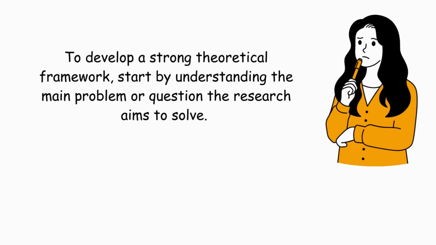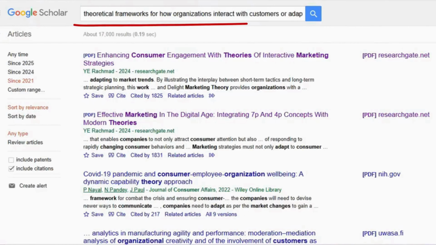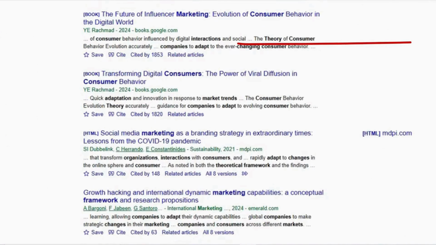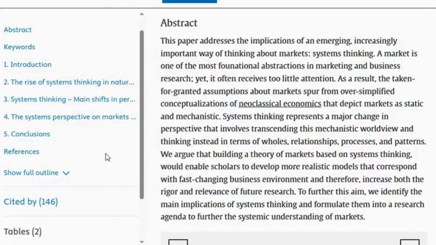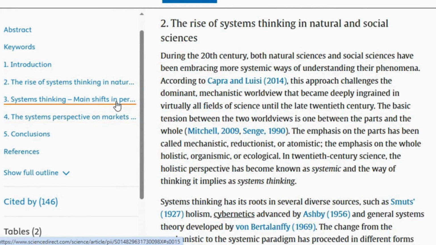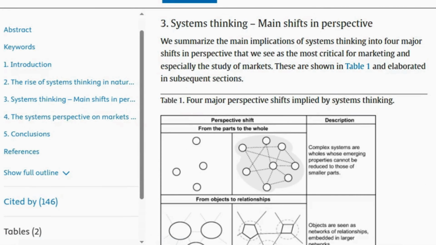To develop a strong theoretical framework, start by understanding the main problem or question the research aims to solve. Next, explore existing theories related to the topic. To get ideas, read previous research papers on Google Scholar that focus on similar topics and see what theories other researchers have used and how they applied them. For example, in business, theories like stakeholder theory or systems theory can help explain how organizations interact with customers or adapt to market changes.